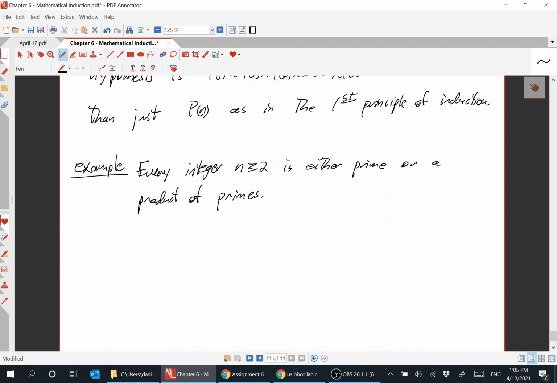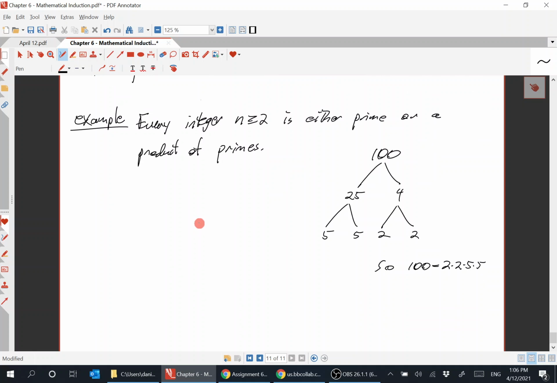And maybe you haven't thought about it before, but obviously it's true. You just keep splitting it up into integers until you get primes. So 100 is what? It's 25 times 4, right? And 25 is 5 times 5, and 4 is 2 times 2. So 100 is equal to 2 times 2 times 5 times 5. Factor trees. Oh, okay, factor tree.